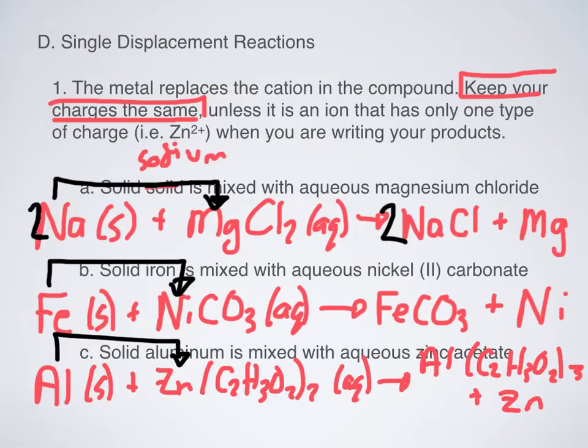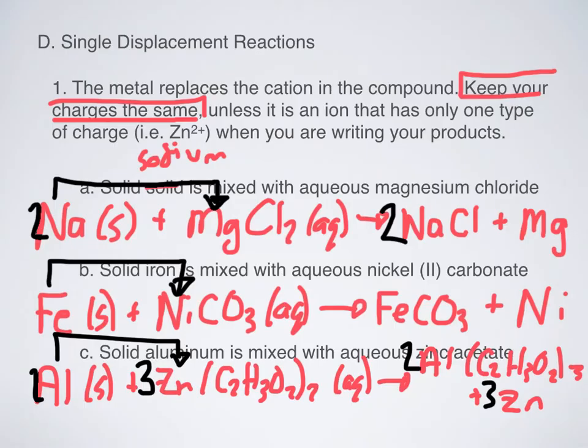Now I probably should balance that, because that's something important to do. The key thing here is my acetates do not look anything alike. So I would put a 3 here, and then I would have to put a 2 here. By doing that, I would put a 2 in front of my aluminum and a 3 in front of my zinc, and now that would be balanced.